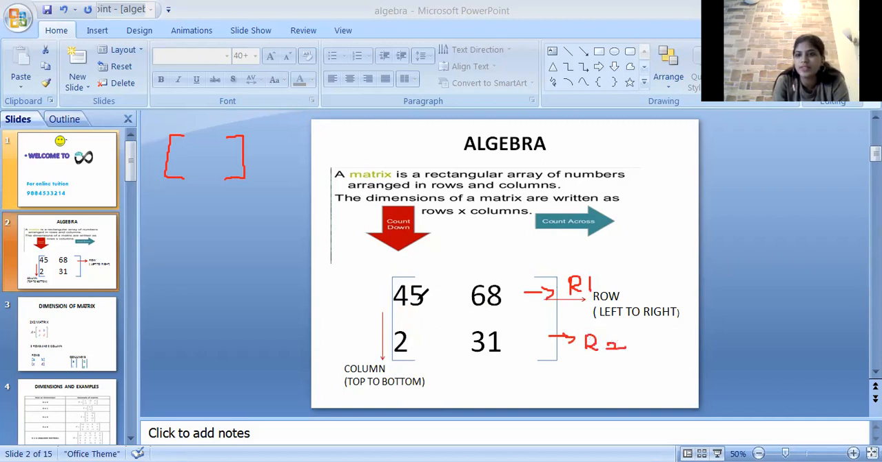So column is top to bottom. So 45 to 2 is considered as column 1, and 68 to 31 is considered as column 2. And about the dimension of the matrix, always you have to write the number of rows first followed by the number of columns. In this, 2 rows and 2 columns are present. So the dimension of the matrix is 2 cross 2. I hope you understood the definition of it. We'll see some more examples.